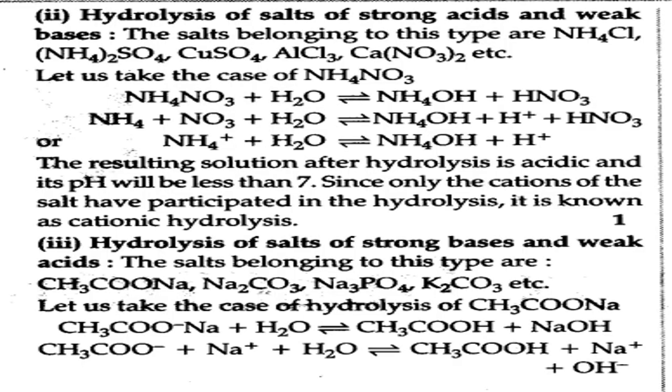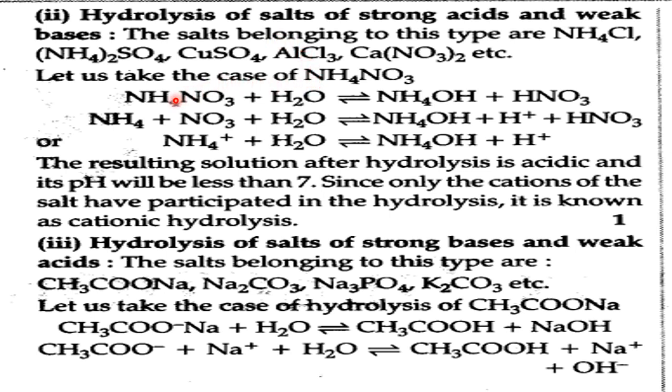Now, please look here. The second case is hydrolysis of salts of strong acid and weak base. Examples: ammonium chloride. Ammonium chloride is formed from which strong acid? HCl. Which weak base? Ammonium hydroxide. In the same way, ammonium sulfate, copper sulfate, aluminum chloride, calcium nitrate, etc. are examples of salts formed because of the combination of strong acid and weak base. Let us see their reaction.